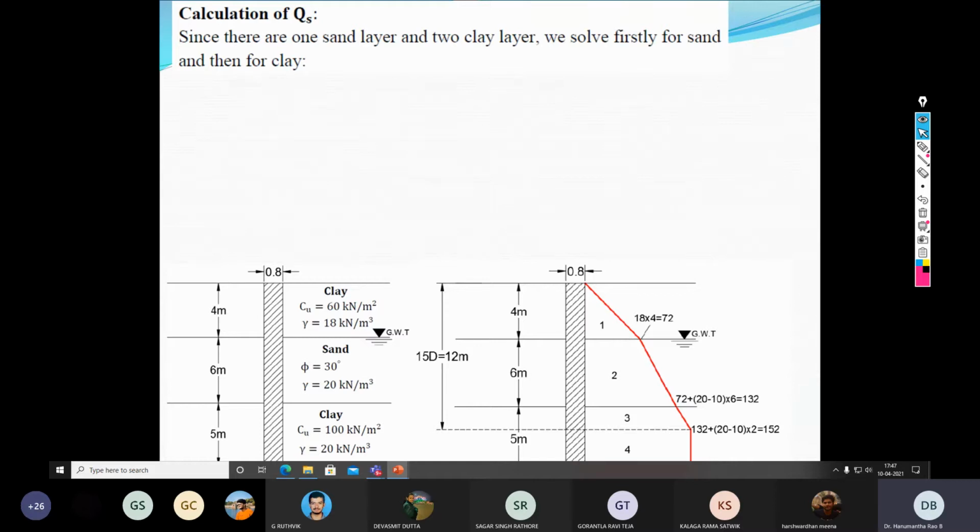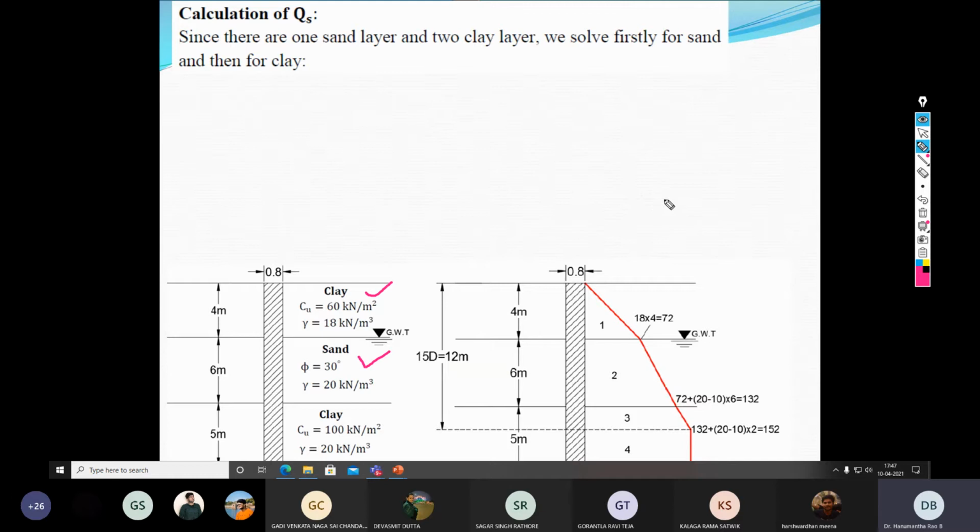So the first part of the sum is done. Now let us come to the second part, that is the calculation of QS. When we talk about QS, there are three layers: two clay layers and one sand layer. You can take either clay as the first layer or sand, or vice versa, it doesn't matter. Since there is one sand layer and two clay layers, we solve firstly for the sand layer, then for the clay.